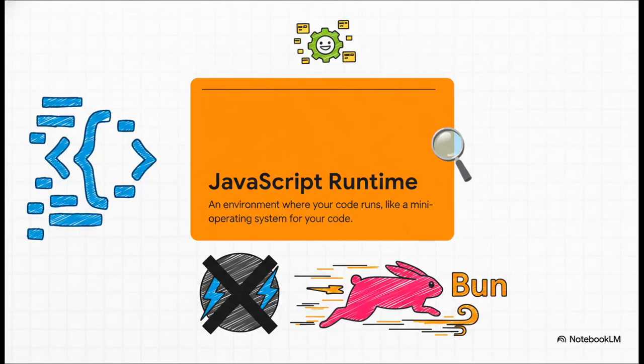At its very heart, Bun is a JavaScript runtime. So what on earth is a runtime? Well, you can think of it like a mini operating system that's built specifically to execute your code. For a long, long time, the undisputed king of this world has been Node.js. Bun is stepping up as a brand new and incredibly fast alternative.